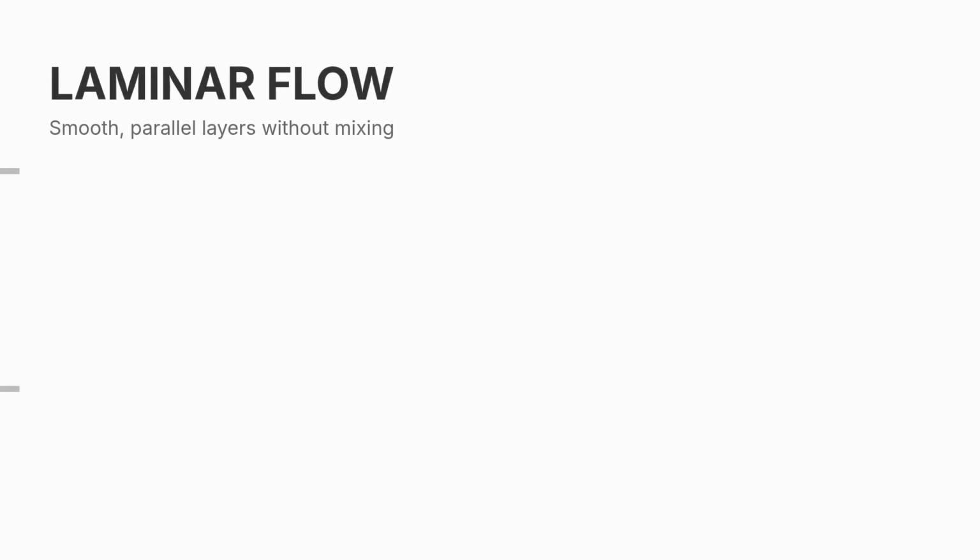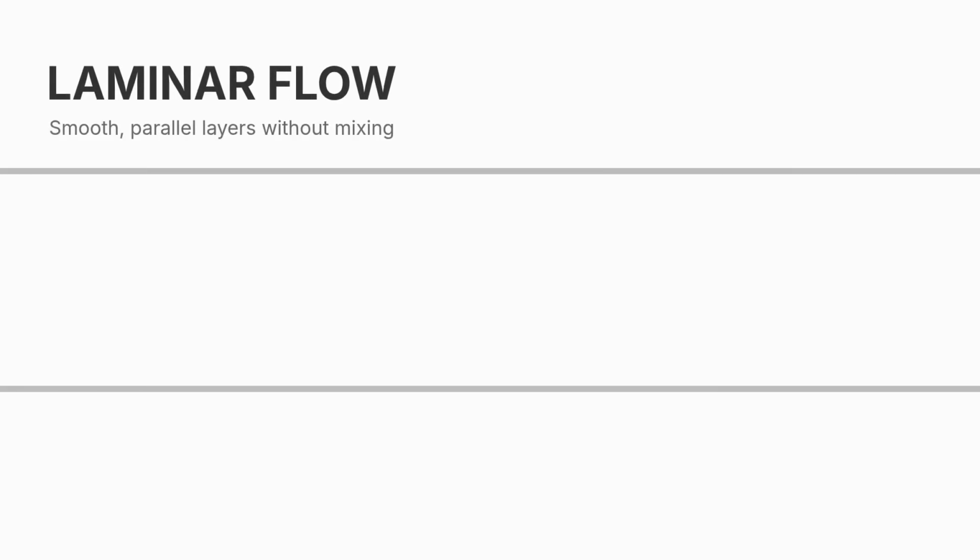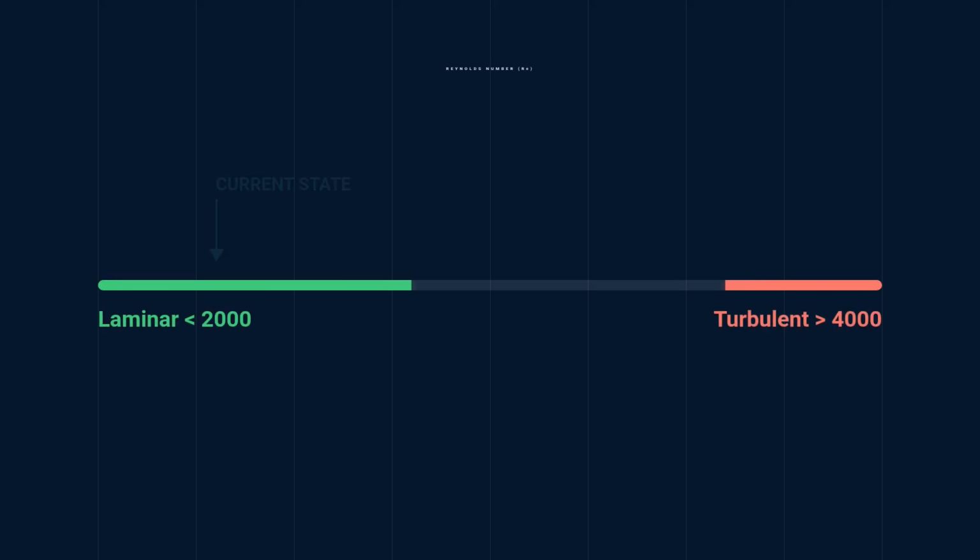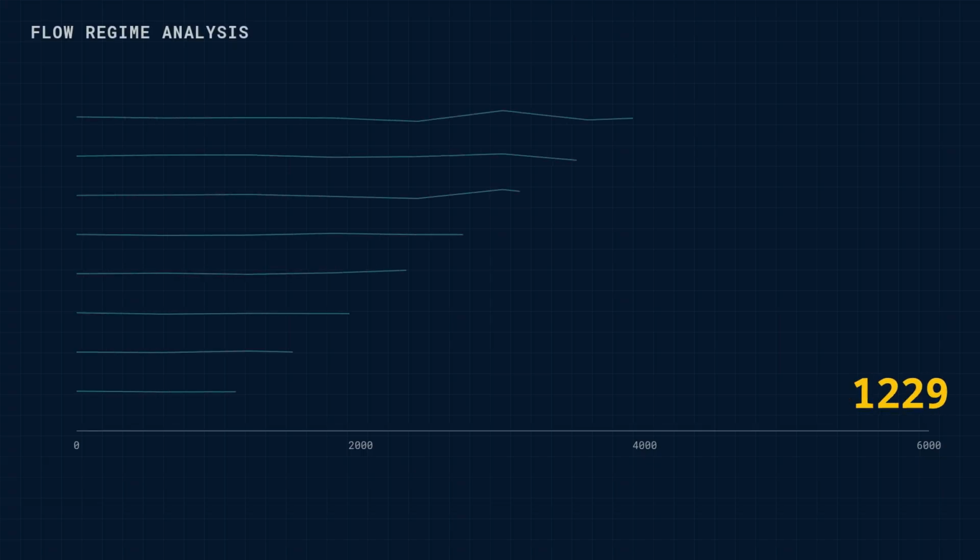Our flow regime shows laminar, which means the fluid moves in smooth, parallel layers without mixing. Reynolds numbers below 2000 indicate laminar flow, while values above 4000 indicate turbulent flow. Values between these create transitional flow. With our Reynolds number of 100, we're well within the laminar range, confirming smooth, predictable flow patterns.